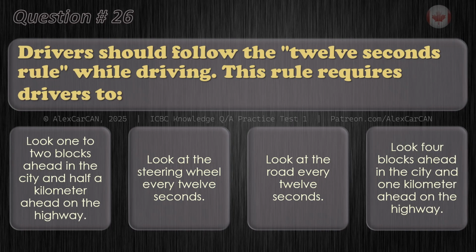Question number 26. Drivers should follow the 12 seconds rule while driving. This rule requires drivers to look 1 to 2 blocks ahead in the city and half a kilometer ahead on the highway. Look at the steering wheel every 12 seconds. Look at the road every 12 seconds. Look 4 blocks ahead in the city and 1 kilometer ahead on the highway. The correct answer is look 1 to 2 blocks ahead in the city and half a kilometer ahead on the highway.